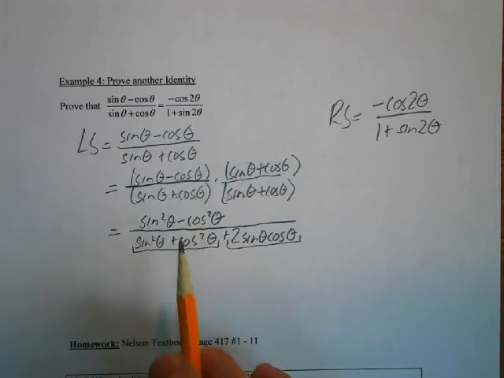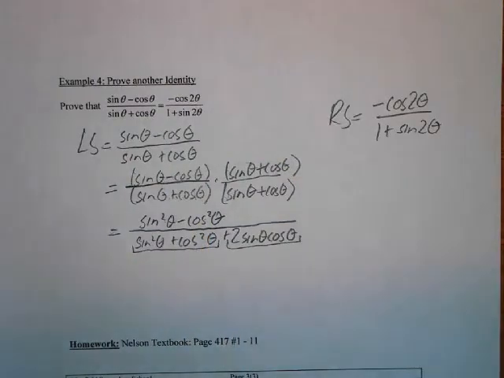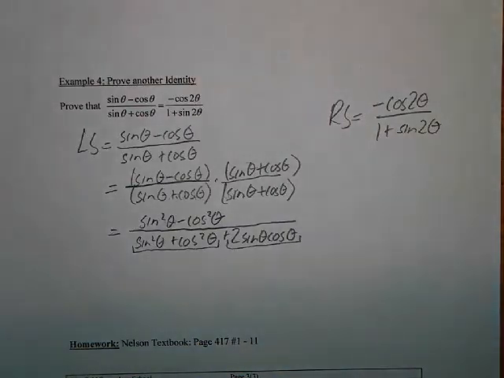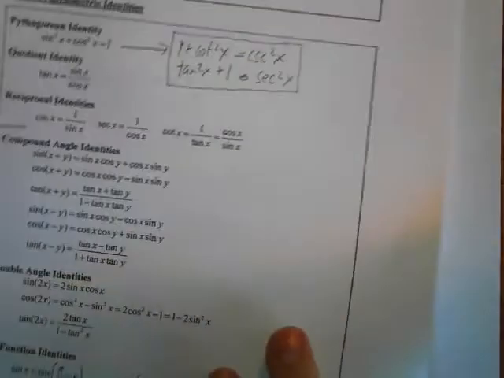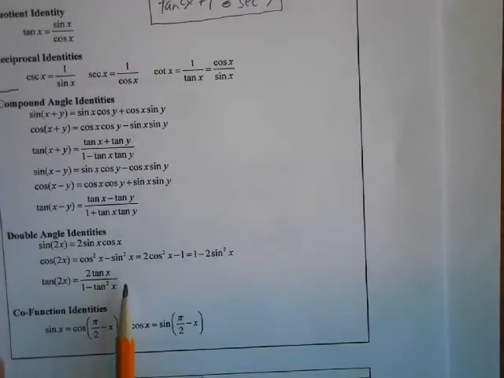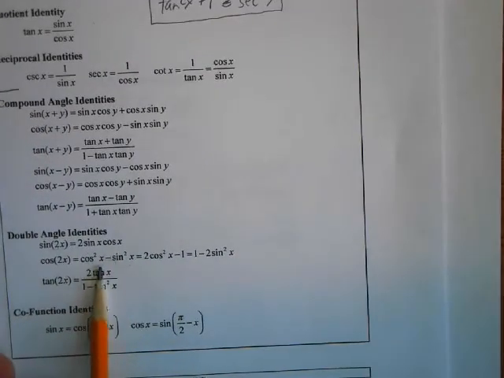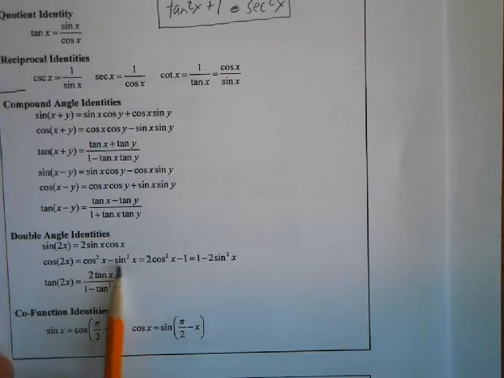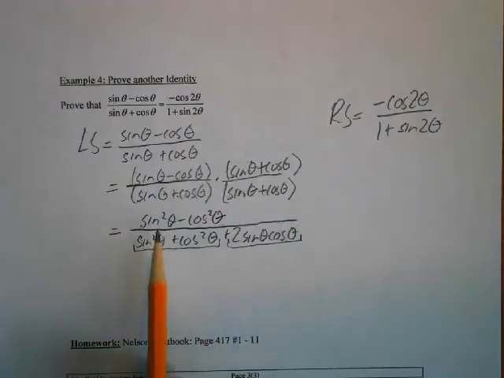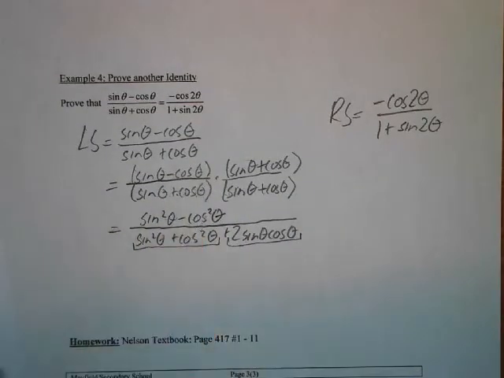Now, if we go back to our, find my identities here. Okay, it looks a lot like this cosine double angle formula. The actual formula here is cos squared minus sine squared, and we have sine squared minus cos squared. Okay, so that's disappointing, but it's definitely not insurmountable.